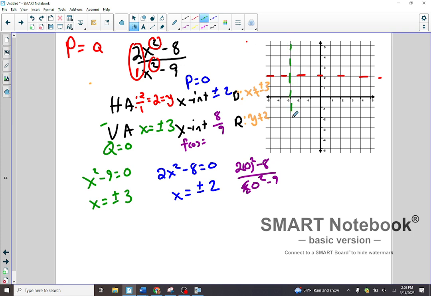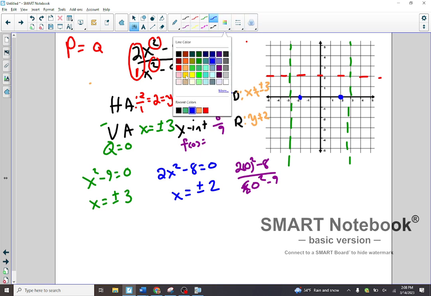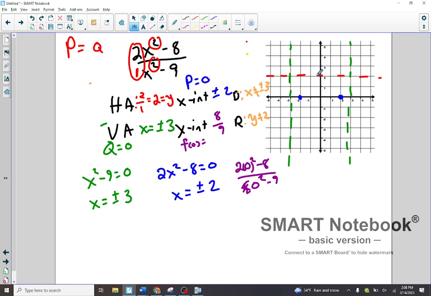So green, in this case, our vertical asymptote, has two of them. So you're writing two vertical asymptotes. And then what else do we have? X-intercepts, we have one at negative 2 and positive 2. Wait, what's the line going horizontal? It's the red line. What's the red line? Horizontal asymptote. The vertical asymptotes are the ones that are going vertical. This one is 8/9, that's a little less than 1. I use purple.